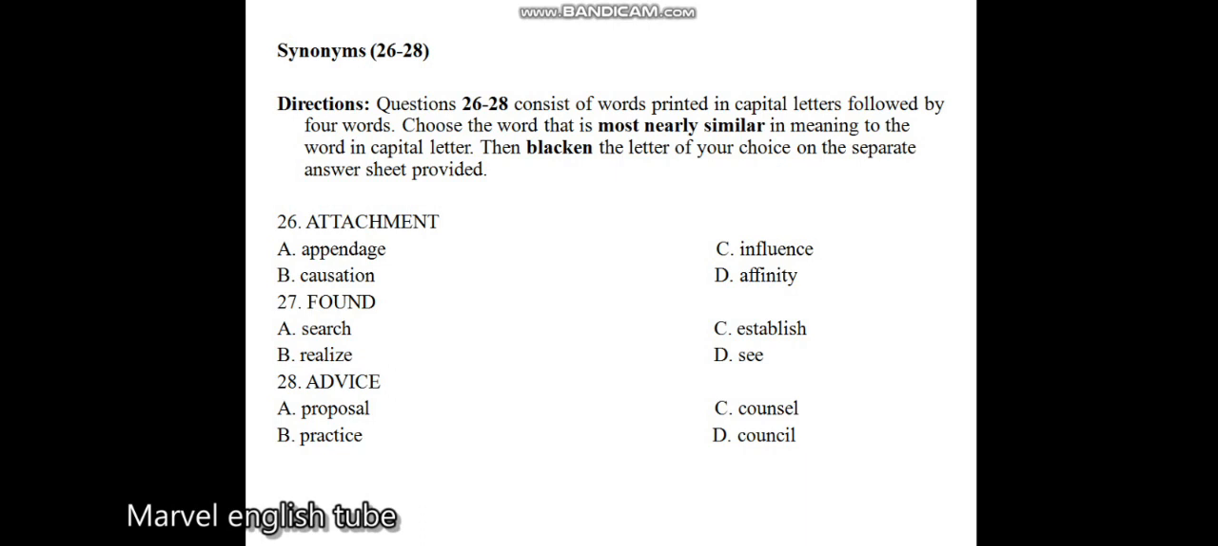Well, now let's go to the synonym items. Synonym ሲባል ተመሳሳይ ማለት ነው. መቼም ተመሳሳይ መፈለግ በጣም ቀላል ነገር ነው. The most important thing here is to understand their meaning. Direction: questions 26 to 28 consider the word in capital letters followed by four words. Choose the word that is most nearly similar. Here are the questions: attachment, found and advice. Let's see them one by one.